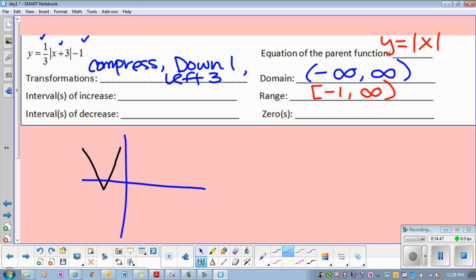Now, let's talk about the increasing and decreasing intervals. You can draw a line that goes right through the vertex, right? What x number does that line go through?